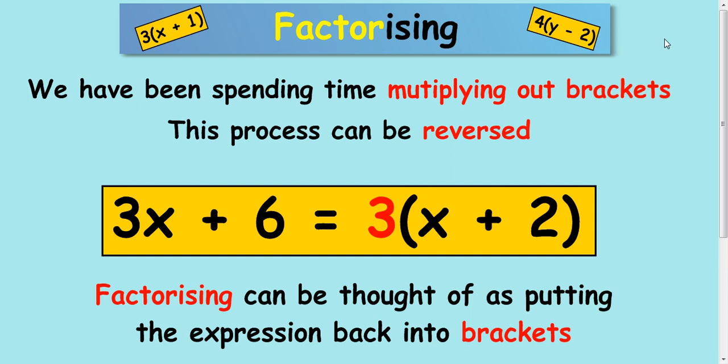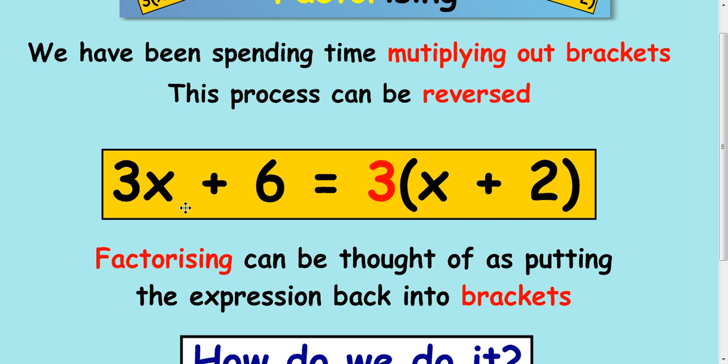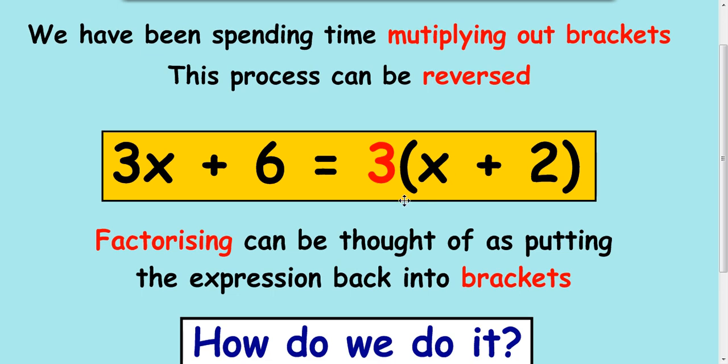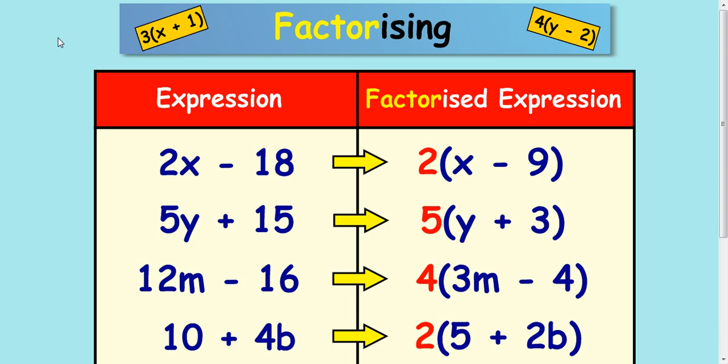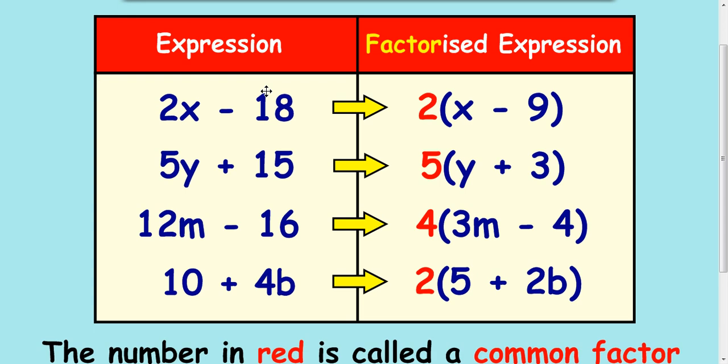In this lesson we're going to look at factorising. Previously, in the last section, you were multiplying out brackets, but as you can see here, this process can be reversed, and this is what we're calling factorising. So instead of multiplying out brackets, we're taking an expression and putting it back into brackets. Now how do we do this? Well, let's look at the next screen and see if we can spot what's happening.